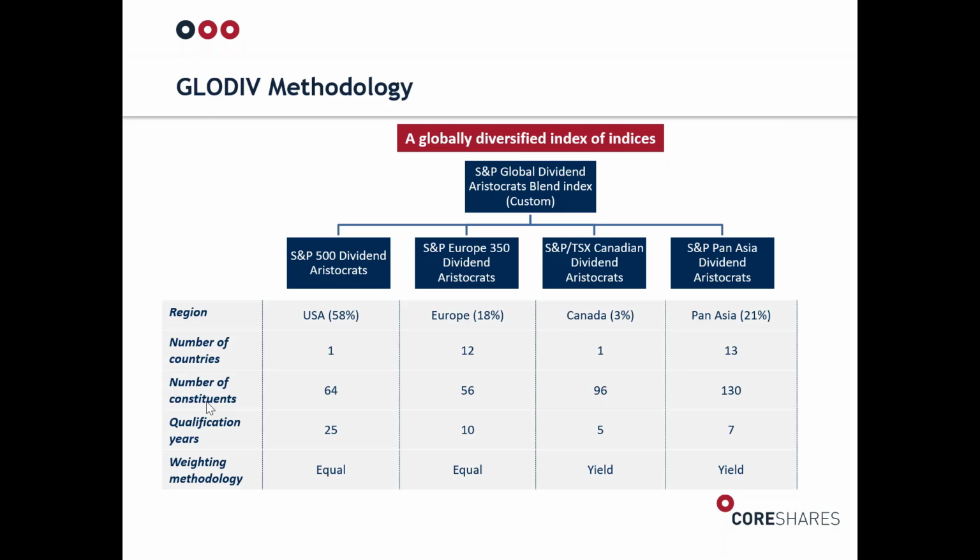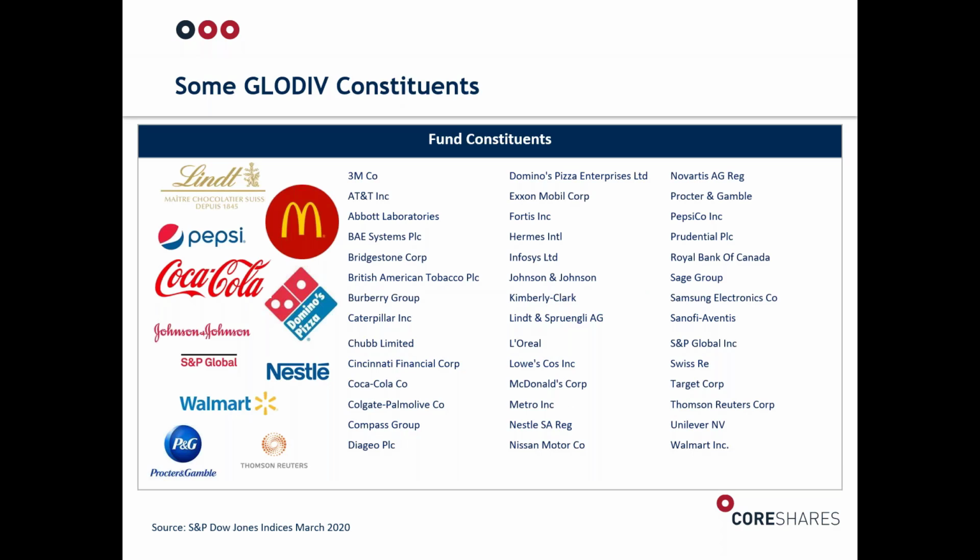And then Europe, 18%, their hurdle is 10 years. Canada is a small allocation, 3%, with a qualification of 5 years. And Pan-Asia is an allocation of 21% with a qualification of 7 years. And it's quite nice in general, these regions, because you've got mostly developed markets, but you've got some emerging markets in Asia, which really is where most of the growth in emerging markets is coming from at the moment. So this product is really popular for that reason.